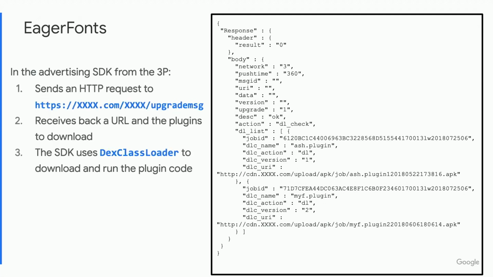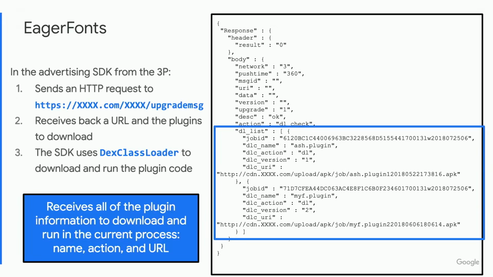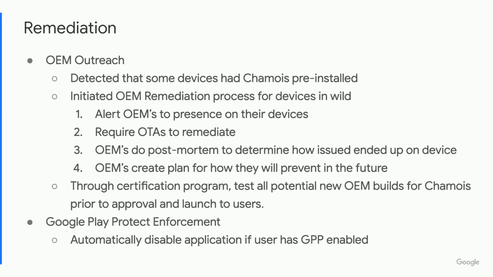So this is what it looked like. Eager Fonts sent an HTTP request, trying to say it's an app upgrade, and they received this type of response. The response included the URLs, names, and the actions to complete for each of the different types of plugins that they were supposed to download. And then the SDK used DexClassLoader to dynamically load the downloaded plugin within that pre-installed app's process.